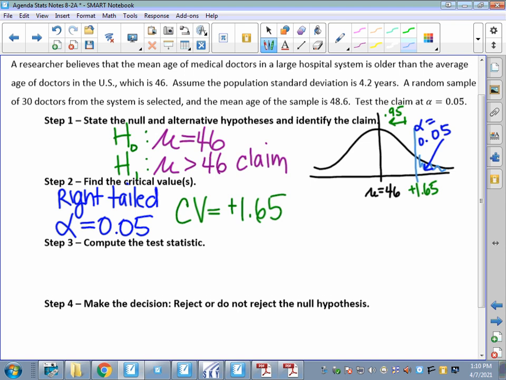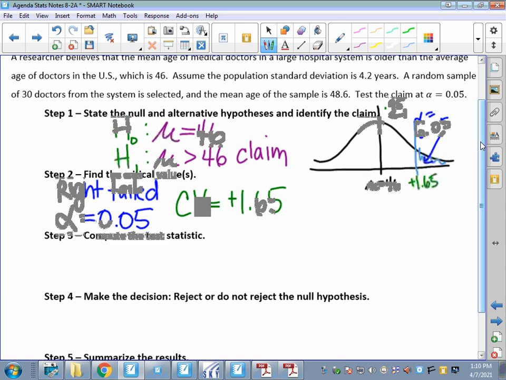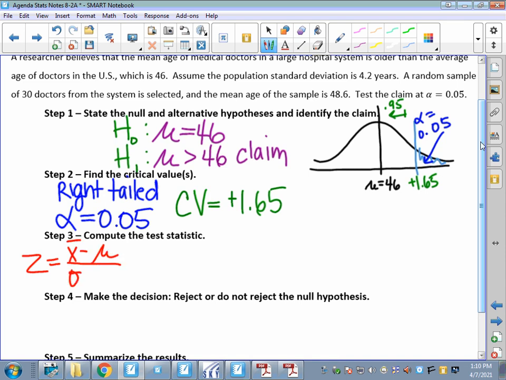So now I'm going to compute my test statistic. There's a lot of information up in that reading part in order to compute our test statistic. Our test statistic is that Z formula. Z is equal to x bar minus mu all over sigma divided by the square root of n. So let's jot down. Notice I'm calling my step 2 a critical value. I'm not calling it Z.